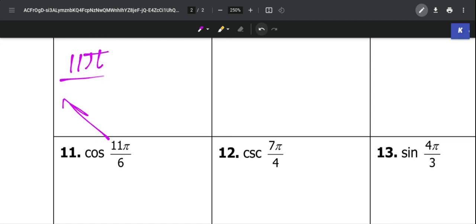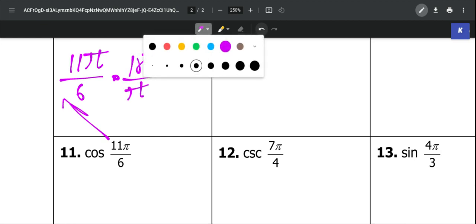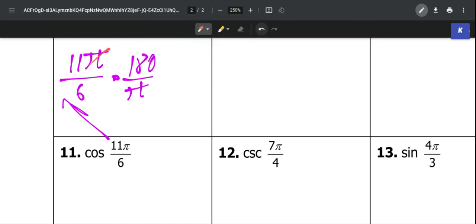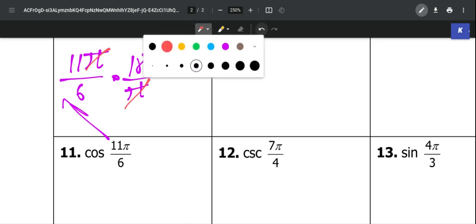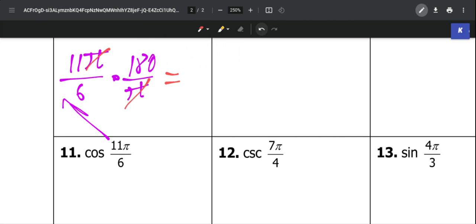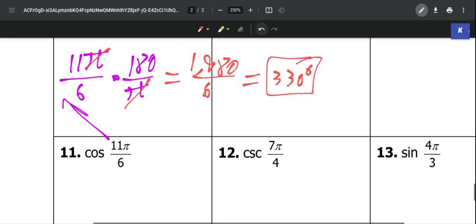So if you remember, when we're converting to degrees, we multiply this by 180 over pi, because then that allows us to get rid of this pi, and we'll have 11 times 180, which is 1,980, divided by 6, which is going to give us 330 degrees. So this is the same thing as saying cosine of 330 degrees.